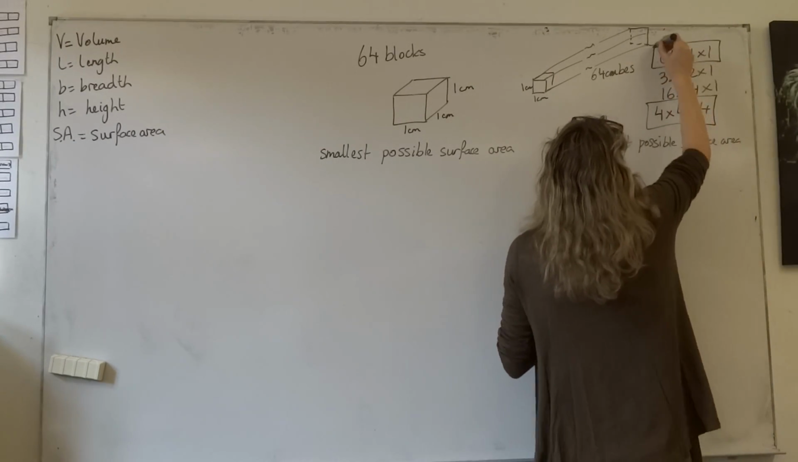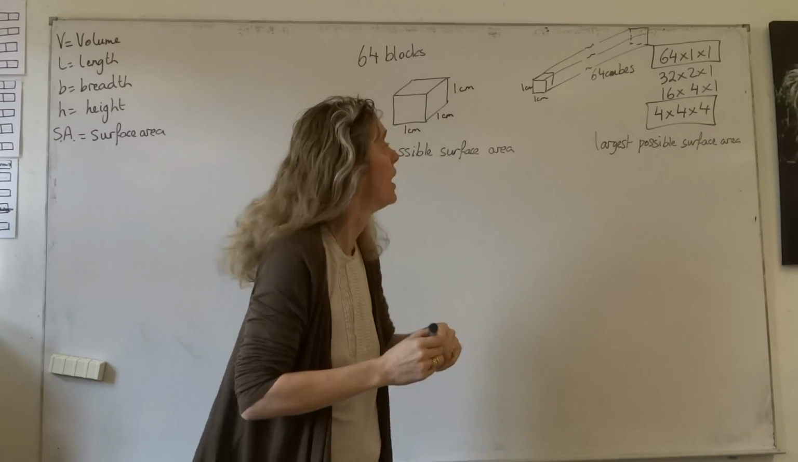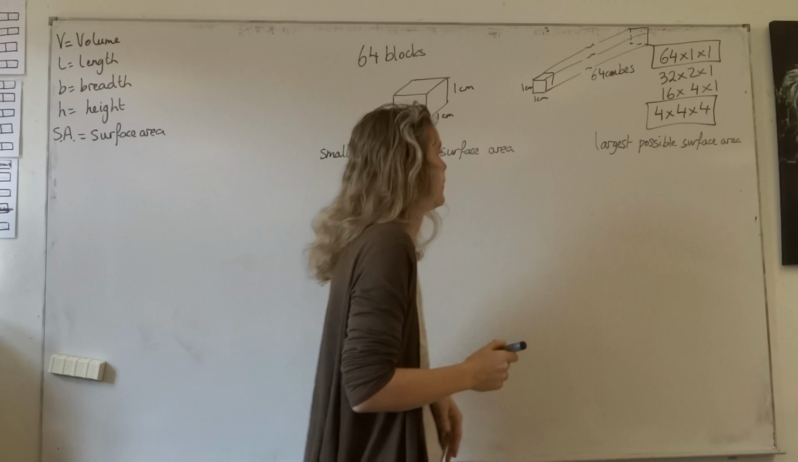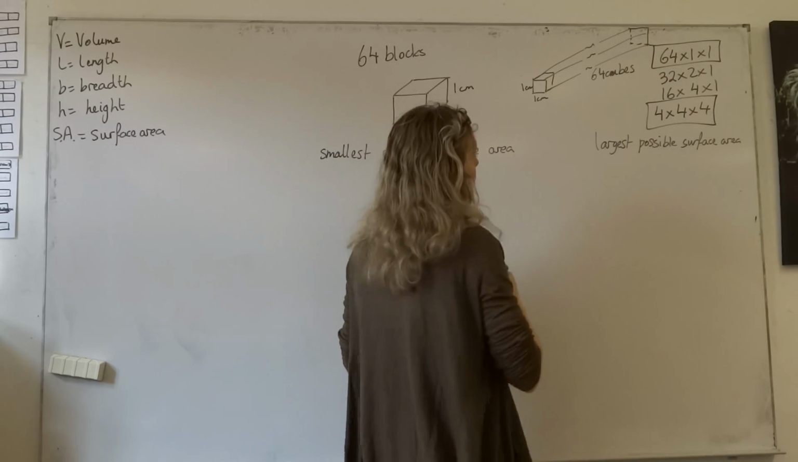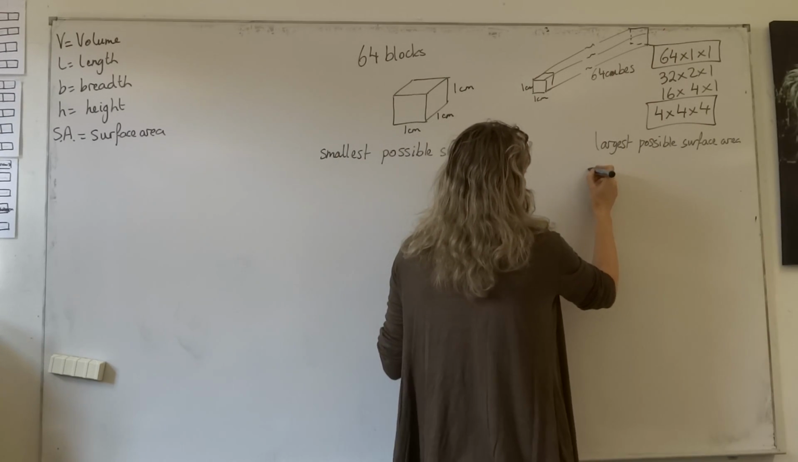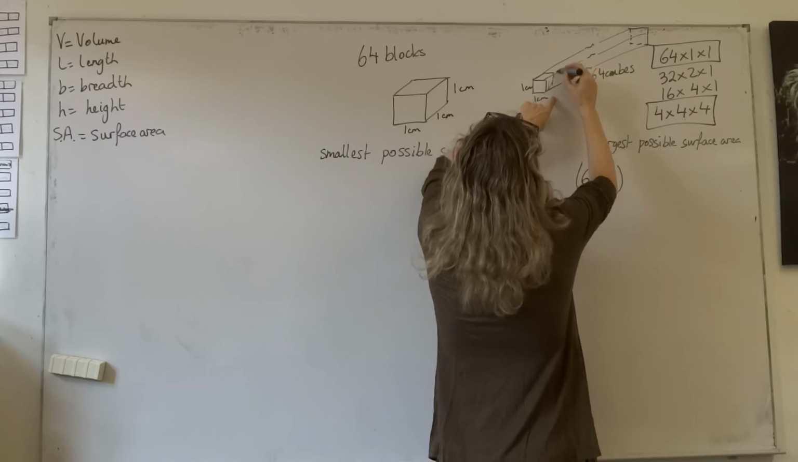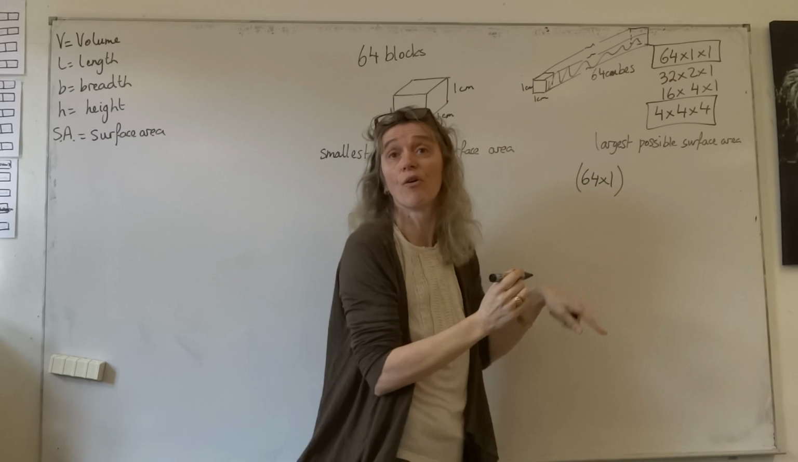This one will give us the largest possible surface area. This one is a proper cube, it will give us the smallest possible surface area. So the largest possible surface area would be, we'd have 64 times 1. That will be this one face here. And we're going to have 4 of those.